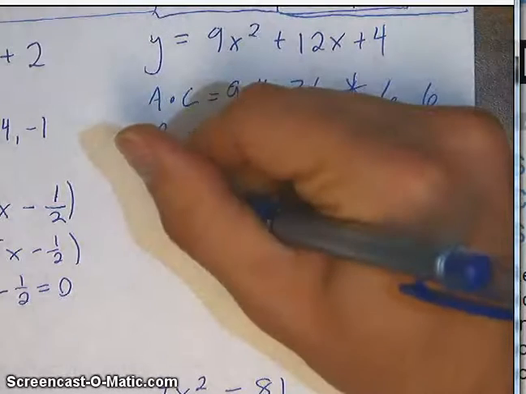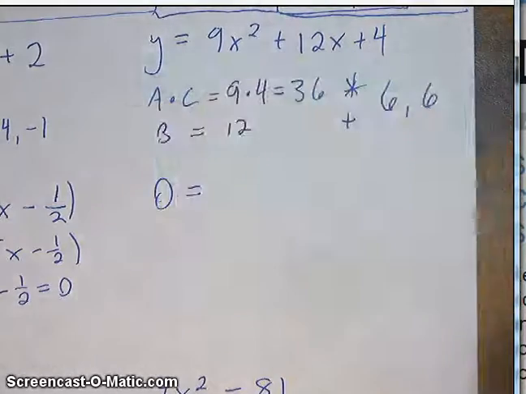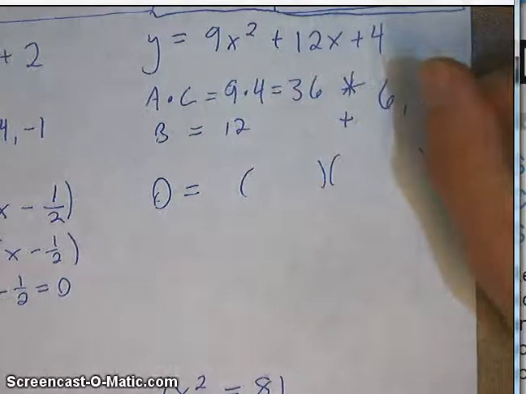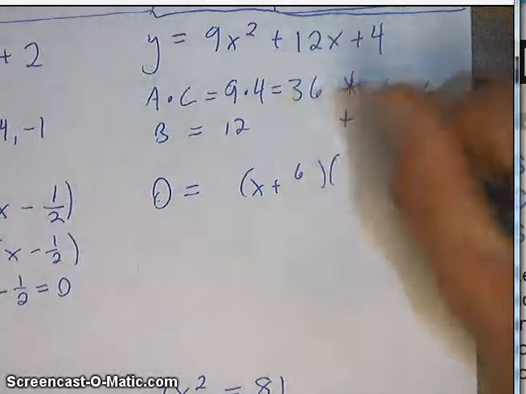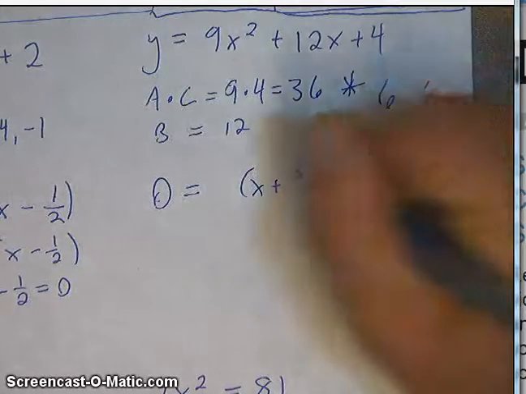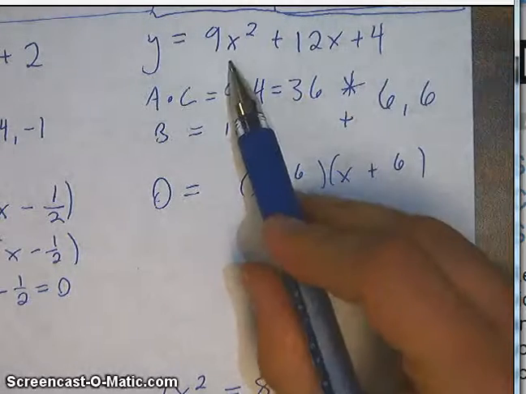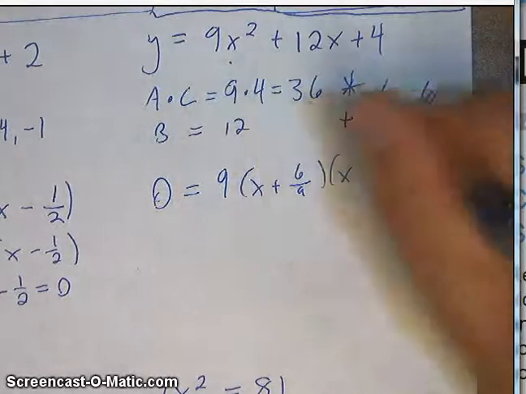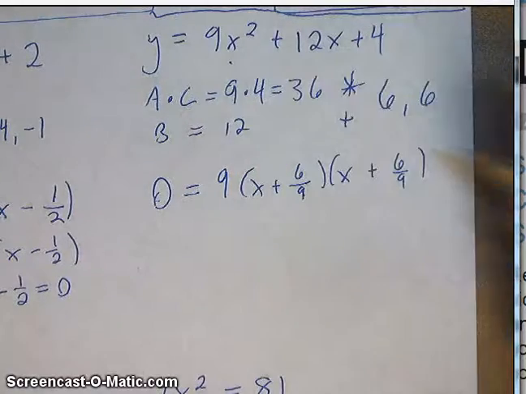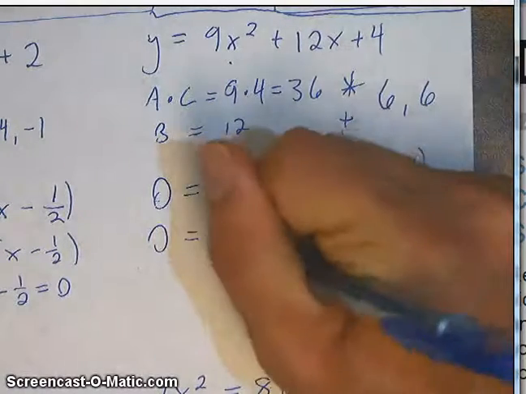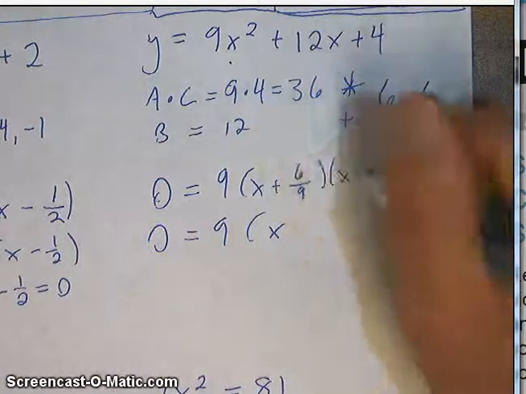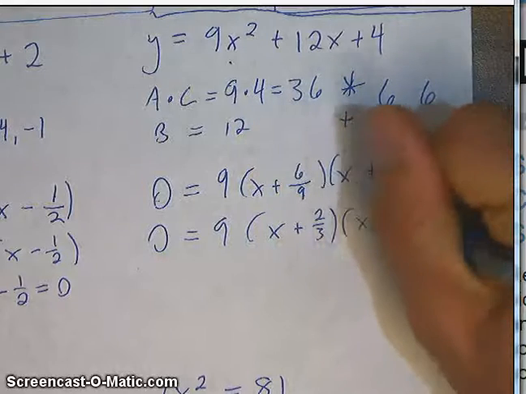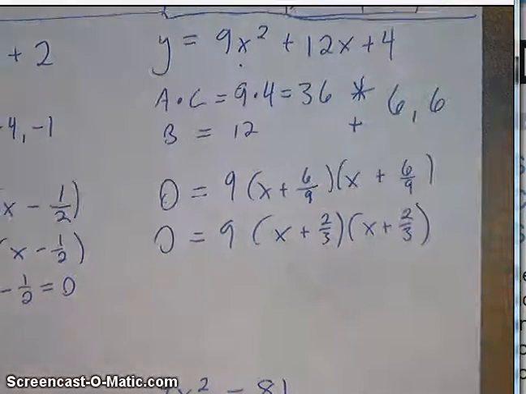So when I rewrite this, I'll substitute in a 0 for the y because I'm trying to solve it. I'm going to write my factors, x plus 6, x plus 6, but then I'm going to take my a value, which is 9, and write it in 3 places. I'm going to write it here, here, and here. So I can rewrite this factored form. 6 over 9, that's just 2/3.